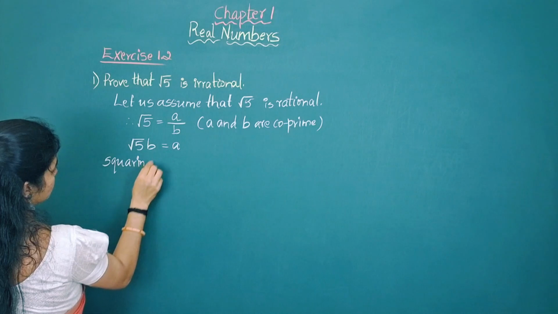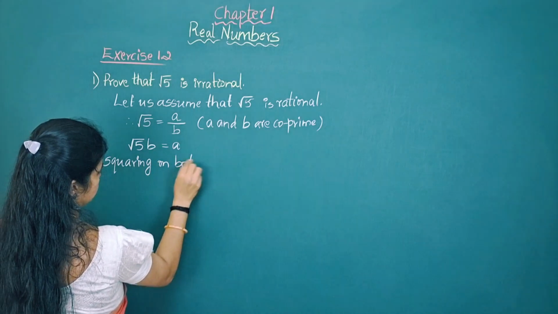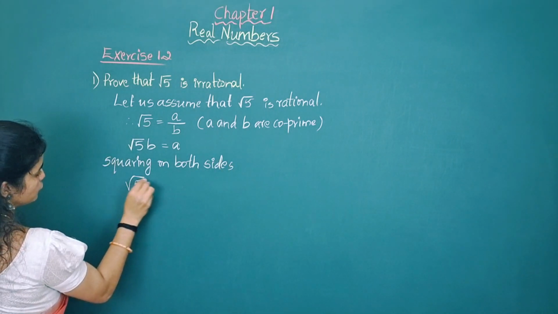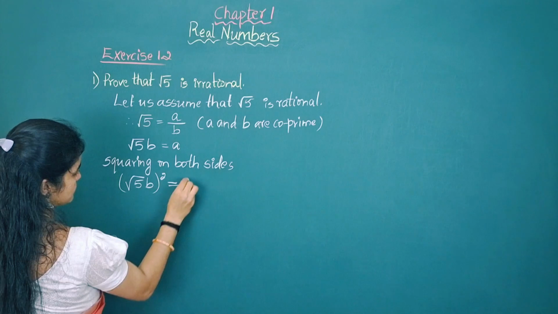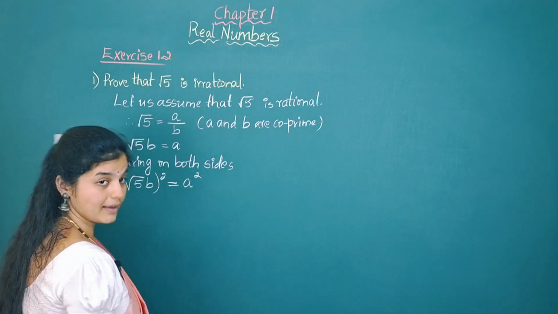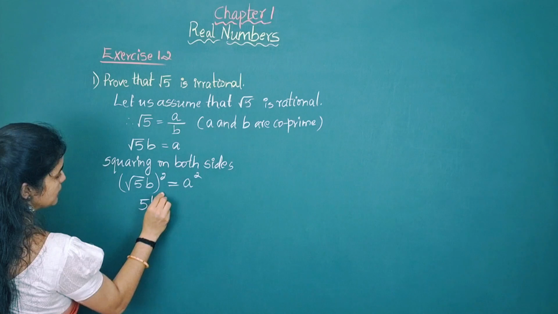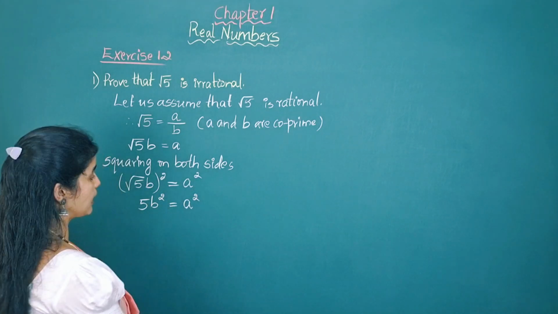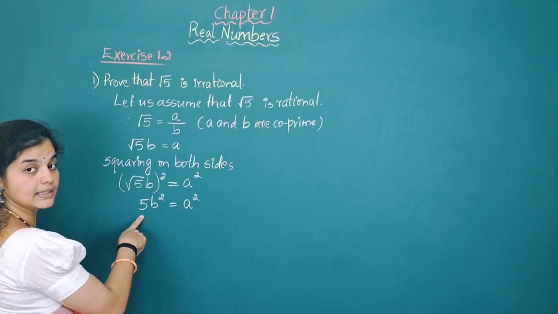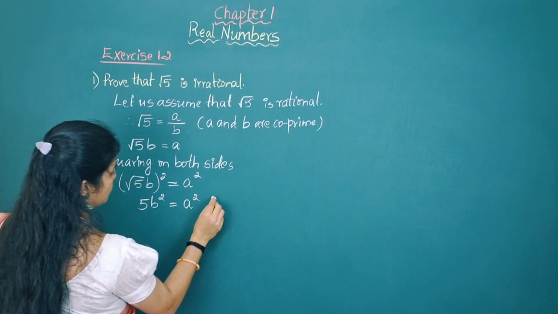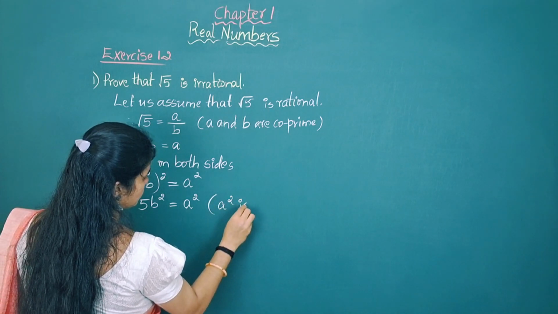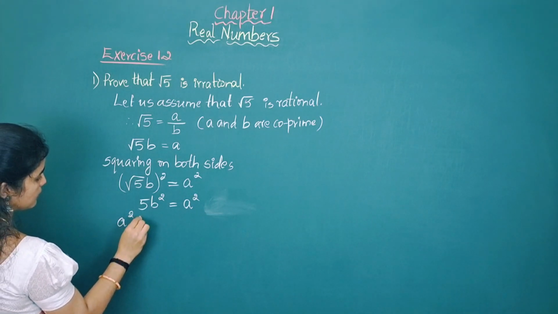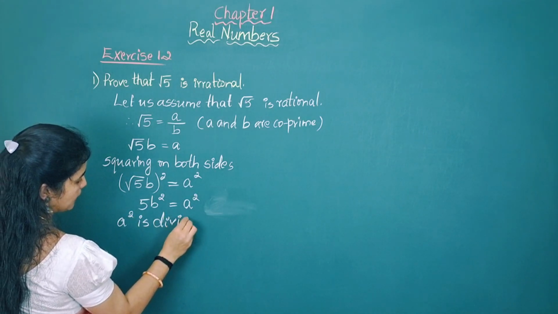Squaring on both sides. So now we can write root 5 into b the whole square is equal to a square. Root 5 square is nothing but 5 into b square is equal to a square. So now from this it's very clear that a square is divisible by 5. So from this we can write a square is divisible by 5.